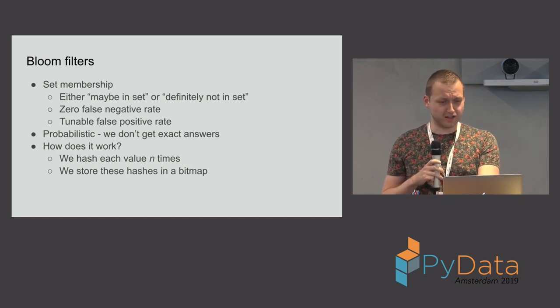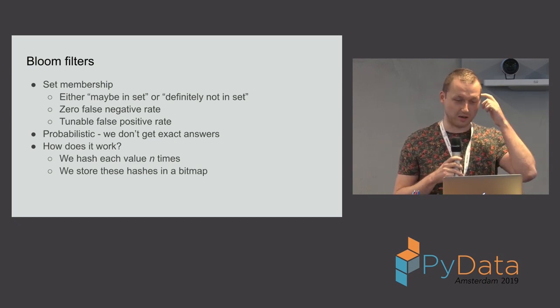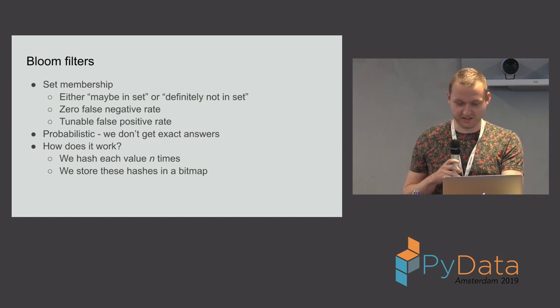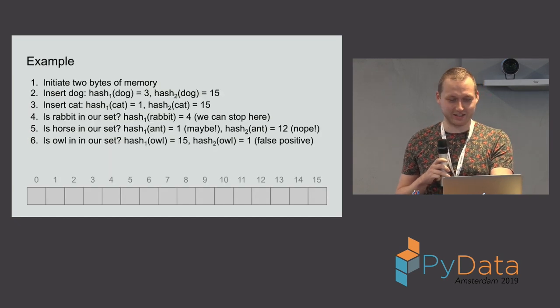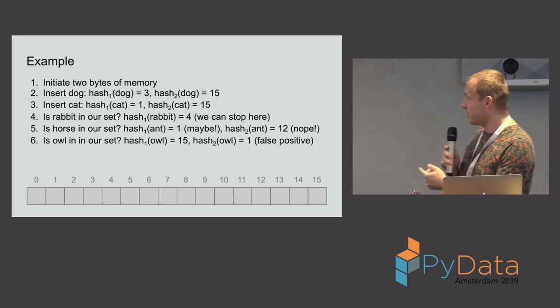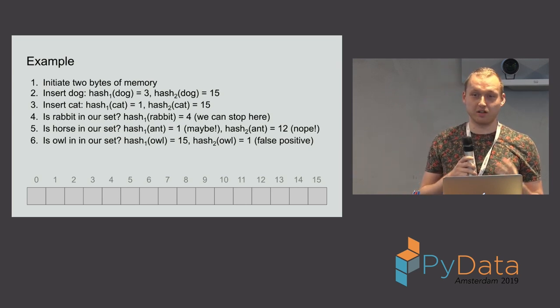The way it works is that we hash each value that we want to save in this Bloom filter, and we store it. So that's the short answer. Let's look at a better representation. Here we've allocated 2 bytes of memory, so we've got 16 bits down here, and we want to insert a value.